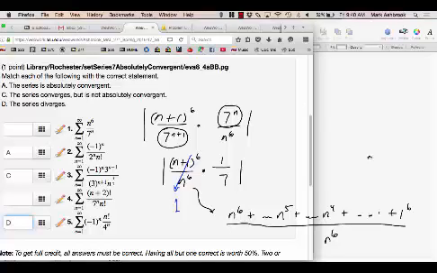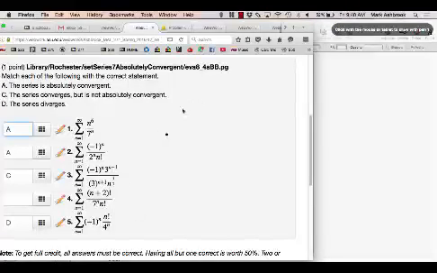All right, conclusion. The limit's 1/7, right? The limit's 1/7, absolutely convergent. Question? Other questions on that one? All right, so we got this one, number 4.